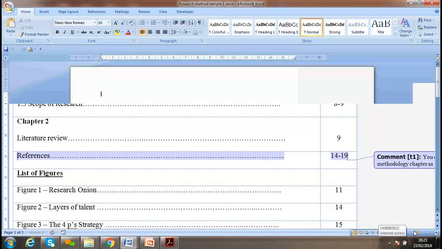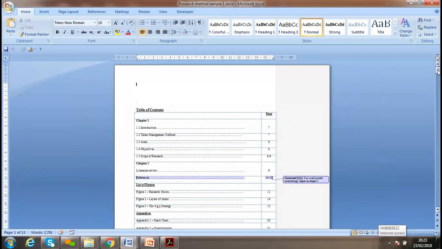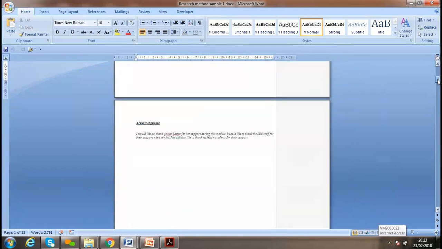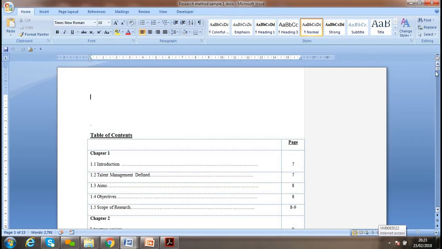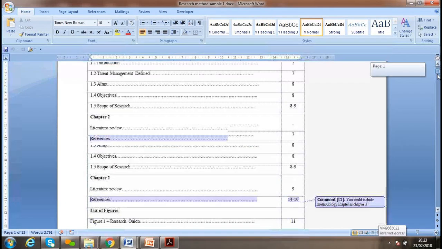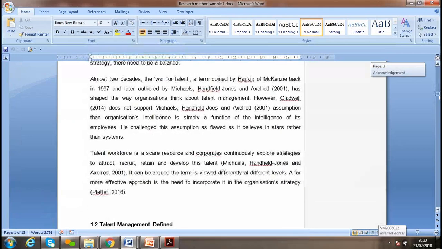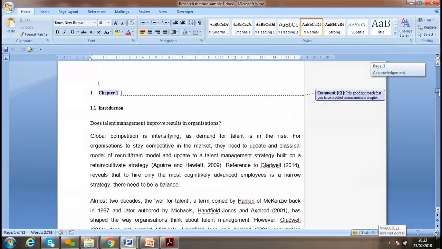Okay, like Umar here, you will see the acknowledgement, the table of contents, and then you will see the discussion: does talent management improve results in the organization? That could be a title of the research, or we can say an investigation or examination of talent management within an organization towards improving performance.